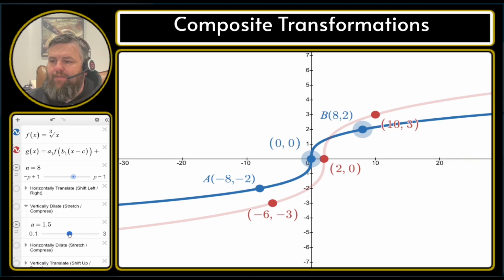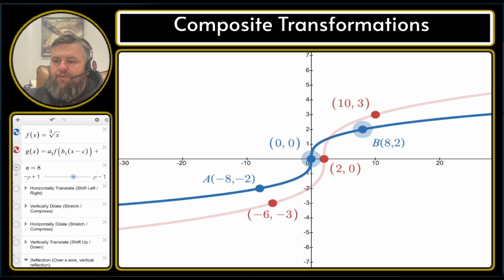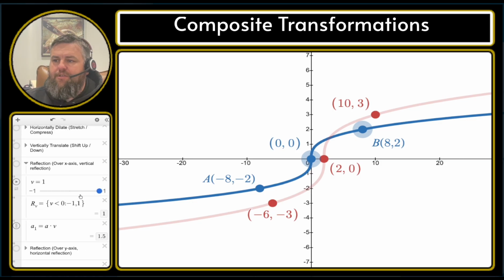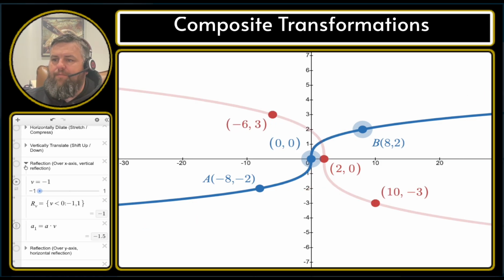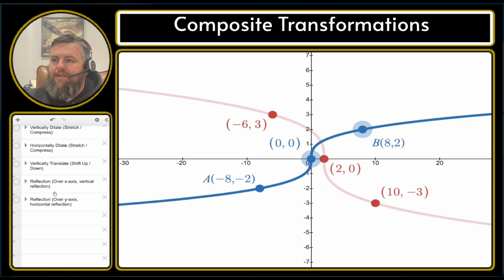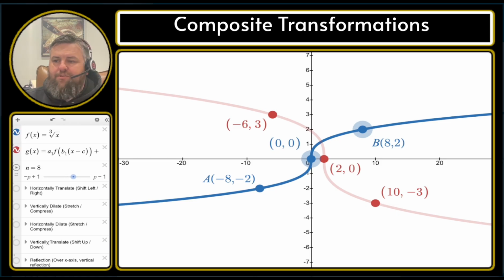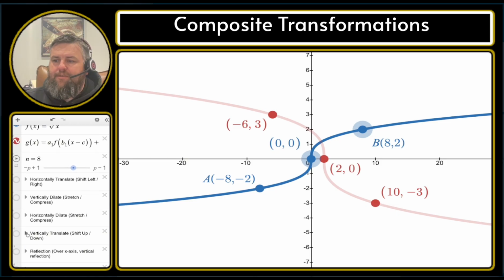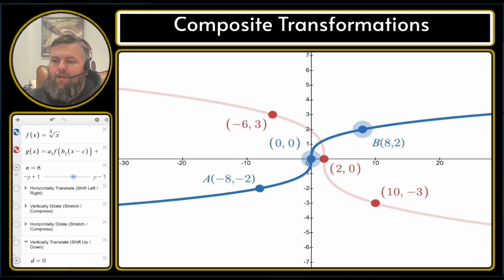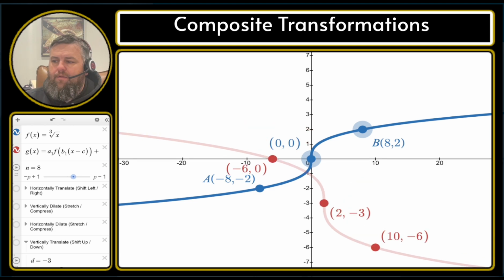As you can see, the graph now is stretching upwards and downwards. It is also going to reflect over the x-axis. So let's change the factor there. So now it's upside down. And last, it had a vertical shift down 3 units. And there you have it.